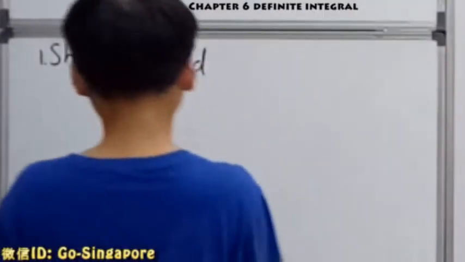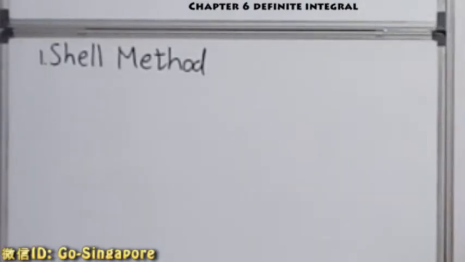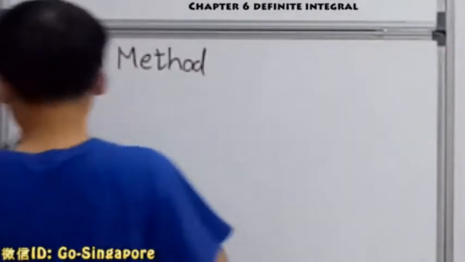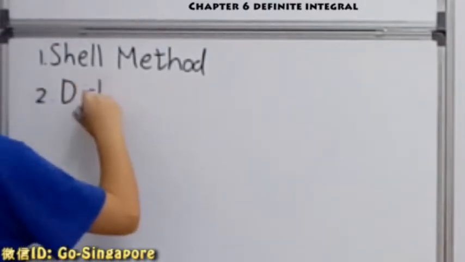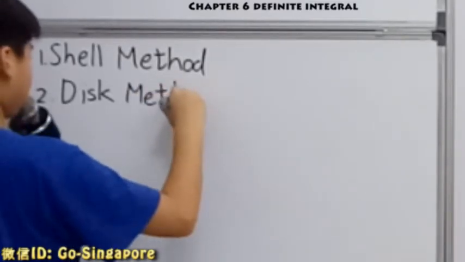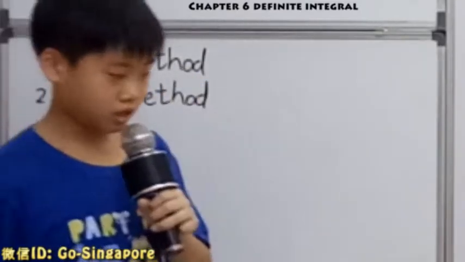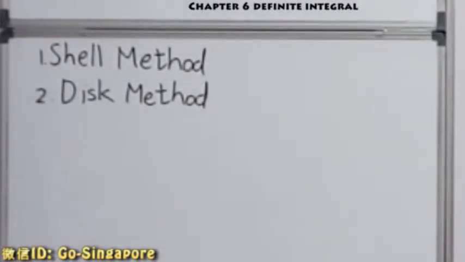Okay, first we had the shell method, which we did last time. Which method would you like this time? The disk method. For this disk method, we actually have 3 ways of using it: X, Y, Z. What are X, Y, and Z?